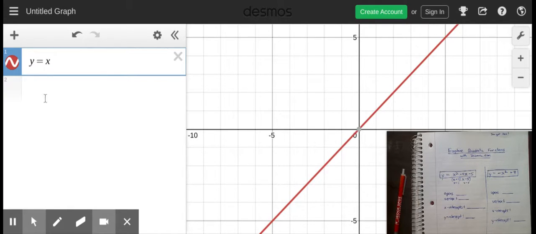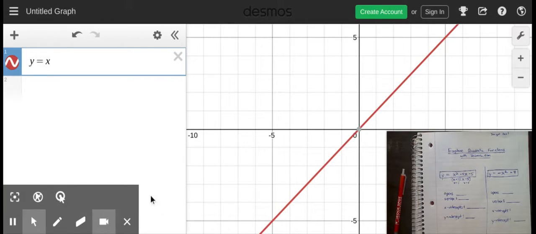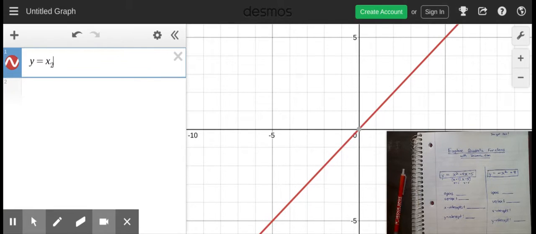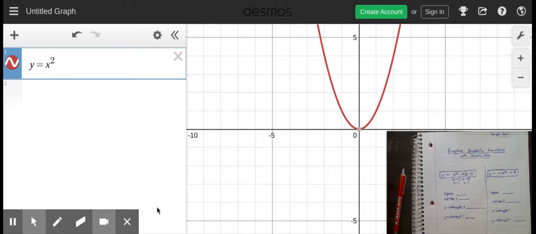x squared. I have to find where the squared is. Notice once I type in the x squared, I get the standard parabola. It is U-shaped. It has a vertex, which in this case is the minimum, and it is opening up. Okay. Y equals x squared.